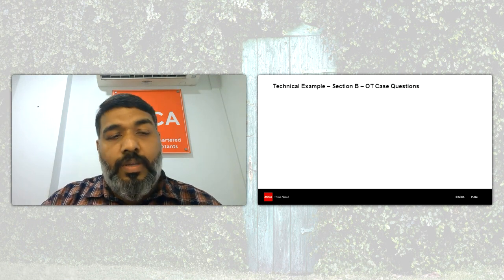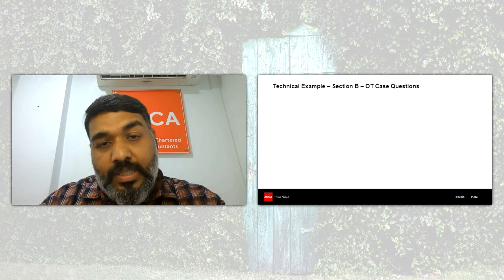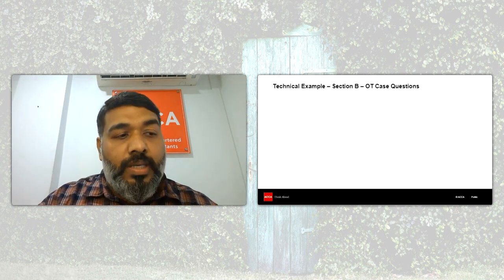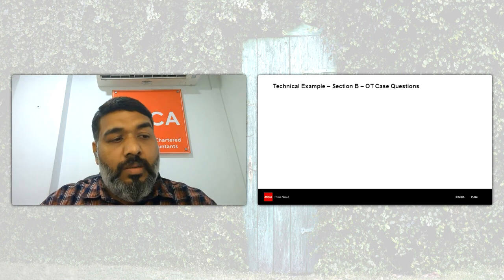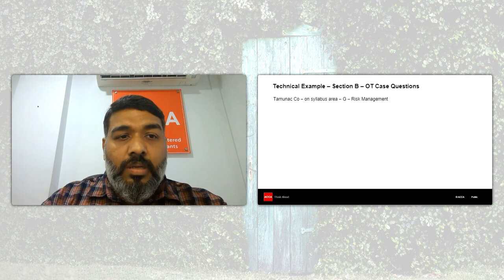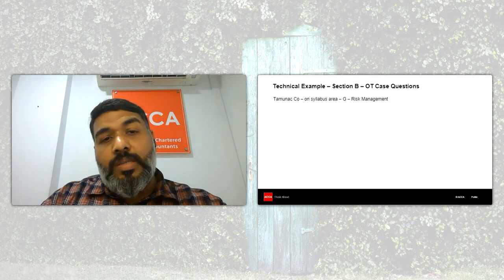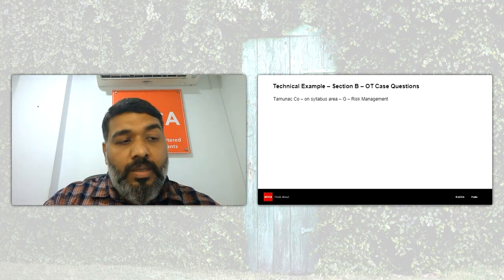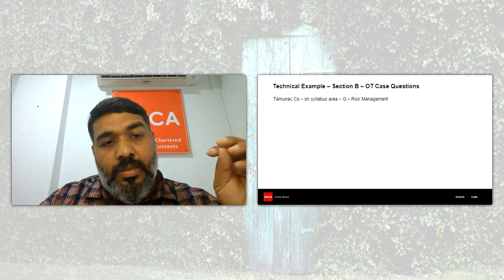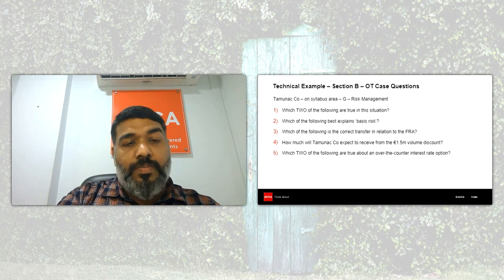Now, as far as the technical example, section B, the OT case, is concerned, this particular question, which is TAMNAC, on the syllabus area of risk management, tested a couple of things. And these were the five requirements.